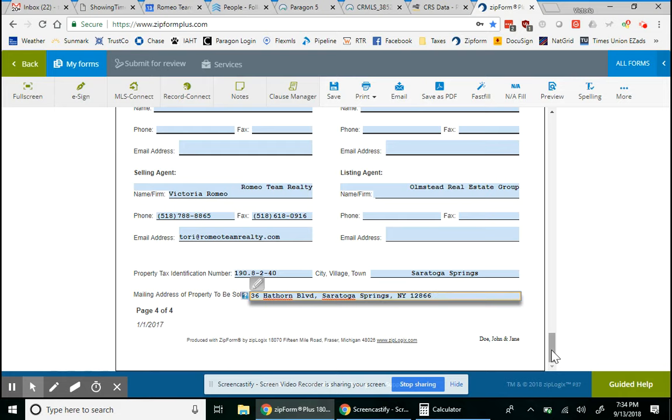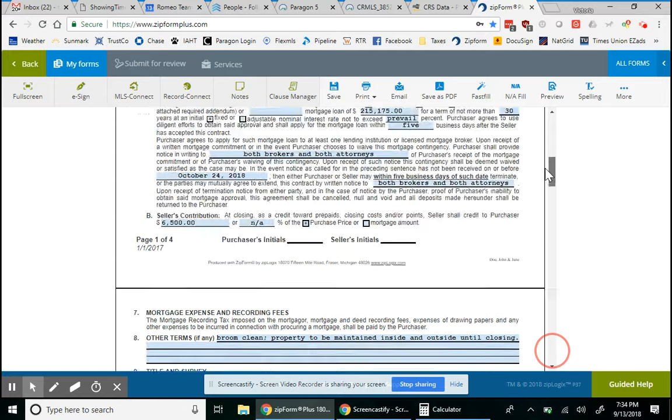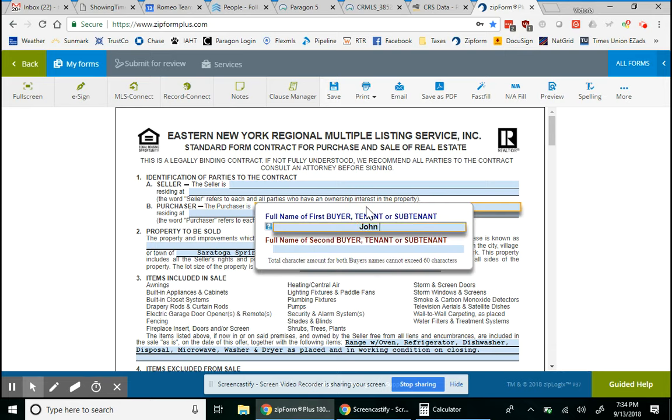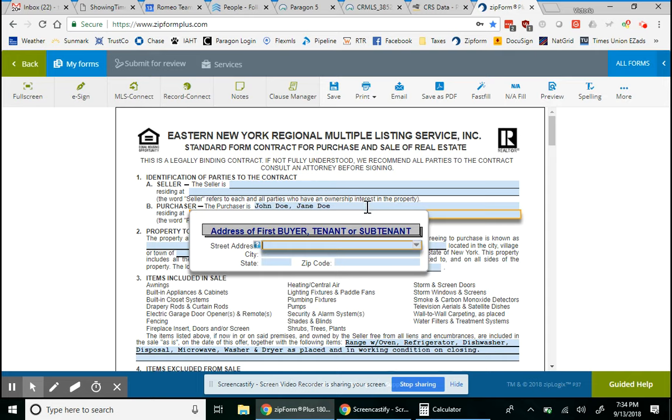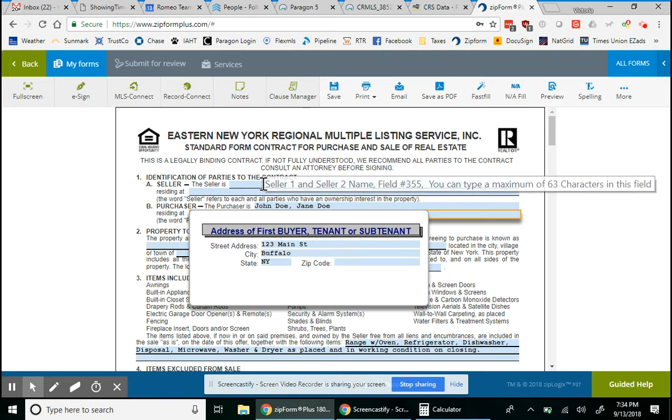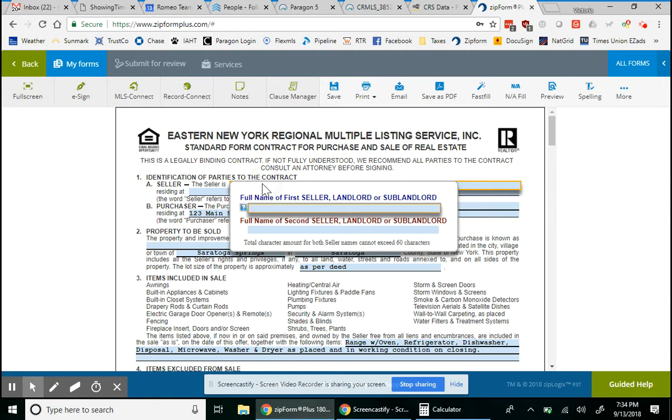Then what I'm going to do is run through this as if you are a buyer and I'm explaining this to you. Imagine all of this is filled out. We can do here, just so it's not confusing, John Doe, Jane Doe, 123 Main Street. They can be from Buffalo. Ta-da. And then we had Amanda.